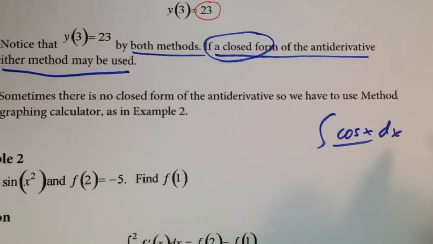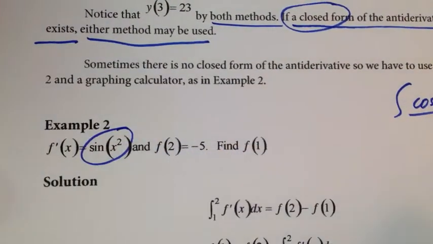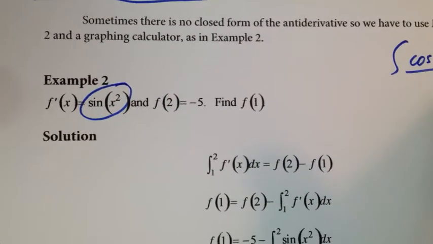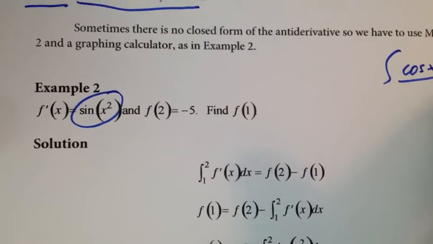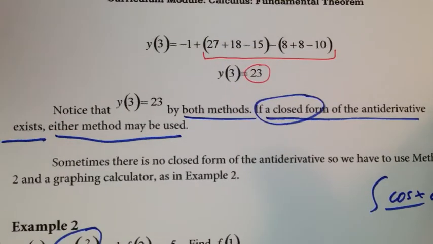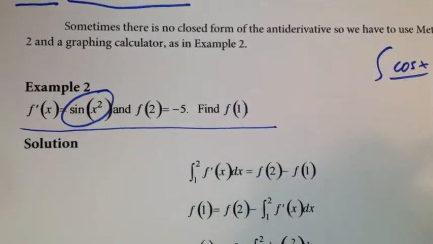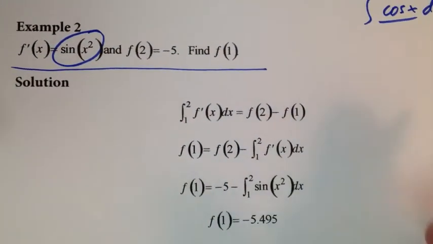Sometimes we get things like this, where f prime is the sine of x squared, and we don't have an antiderivative of the sine of x squared that we know of, and so the way we would do a problem like that is by using the fundamental theorem of calculus. You can't use method 1 for problems like this. Okay, so problems like this, here we go.